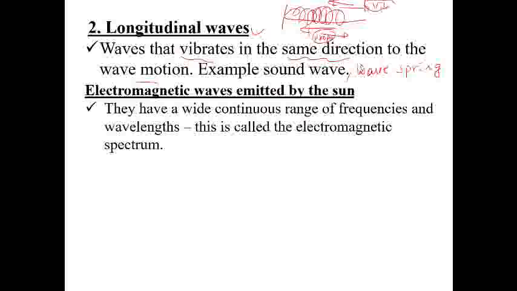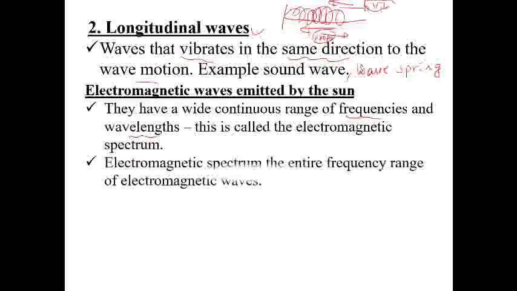The 7 electromagnetic waves emitted by the sun are what we take as an example of transverse waves. The 7 light spectrums. Okay, they have a wide continuous range of what? Frequency and wavelength. They differ in frequency and wavelength, and this is called the electromagnetic spectrum, the entire frequency range of the wavelengths.